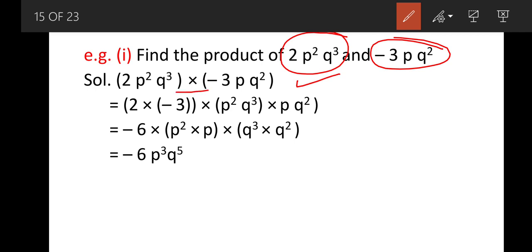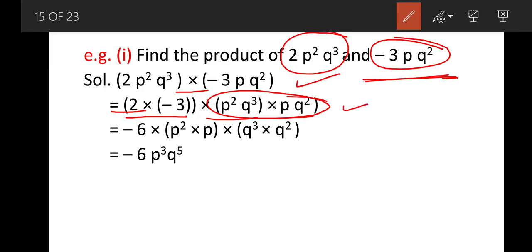So as I told you, to find the multiplication of two or more monomials, I need to take the product of their numerical coefficients. What is the numerical coefficient of this first term? It is 2. The numerical coefficient of this second term is minus 3. These are the literal coefficients of the first term, and these are the literal coefficients of the second term. So I have written the product of the literal coefficients of both the terms. These are the numerical coefficients, that is 2 and minus 3.